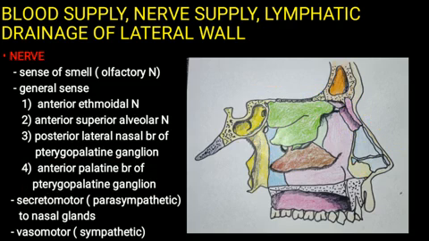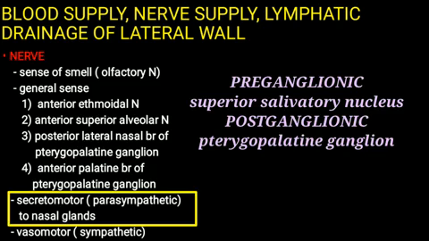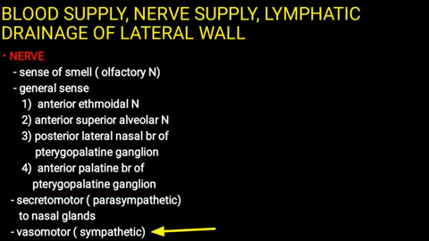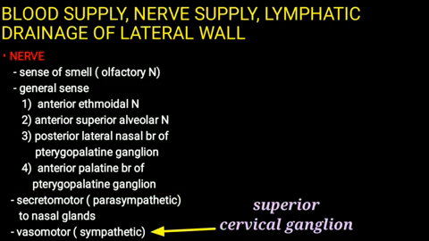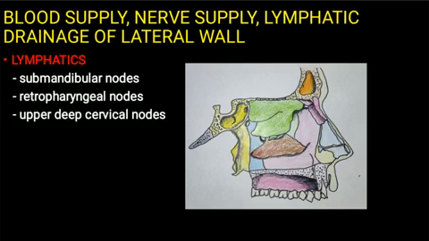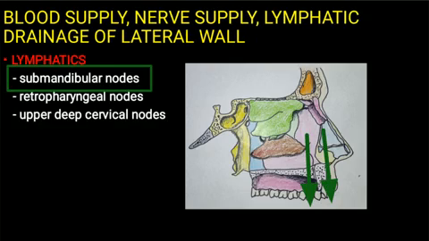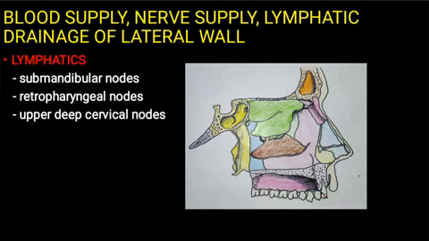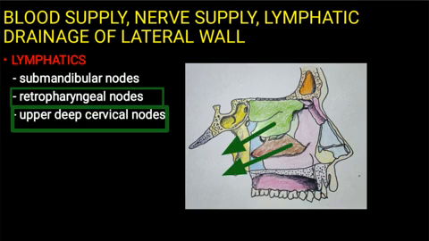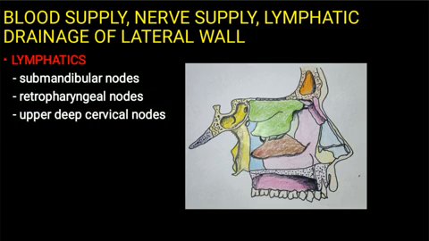For the secretomotor supply, the preganglionic fibers arise from the superior salivatory nucleus, and through the facial nerve they relay in the pterygopalatine ganglion, which gives off the postganglionic fibers. They finally end in the nasal glands to give their secretions, while the vasomotor supply is given off by the sympathetic nerves derived from the superior cervical ganglion. Lymphatic drainage from the anterior half of the lateral wall is drained into the submandibular nodes, while the posterior half drains into the upper deep cervical nodes and the retropharyngeal nodes. So this is all about the lateral wall.